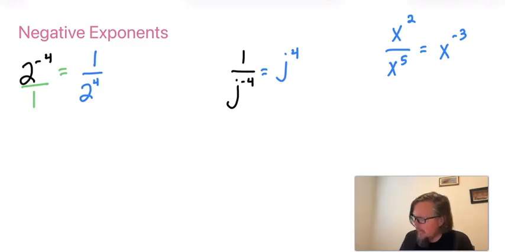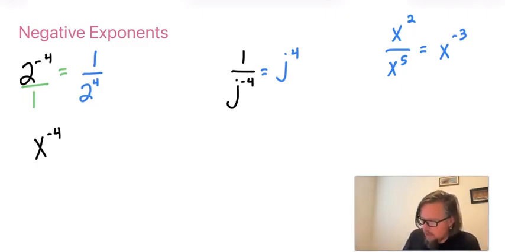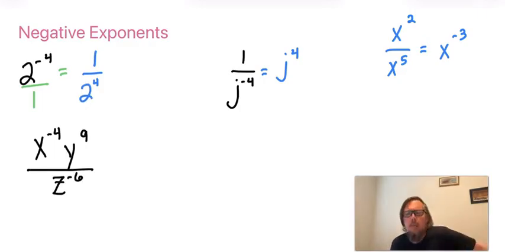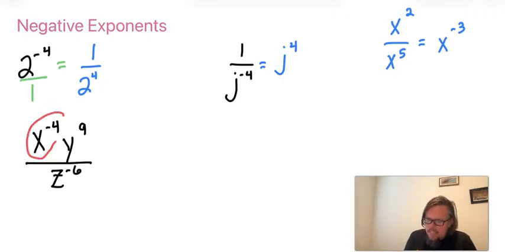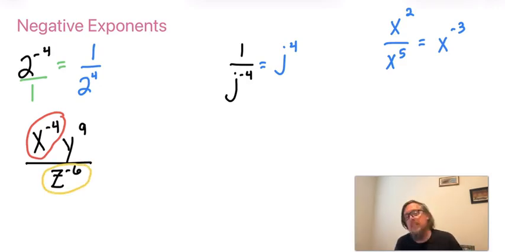Okay, so what do we do if we've got a problem that has a mixture of positive and negative exponents? Well, we don't have to flip the entire problem. We don't have to move all of it. You just move the things that have the negative exponent. So in this problem, we have x to the -4th. That clearly needs to be moved because it has a negative exponent. And we've also got z to the -6th. That also needs to be moved because it has a negative exponent. But the y to the 9th is fine. Y to the 9th is a positive exponent. I don't need to move that.